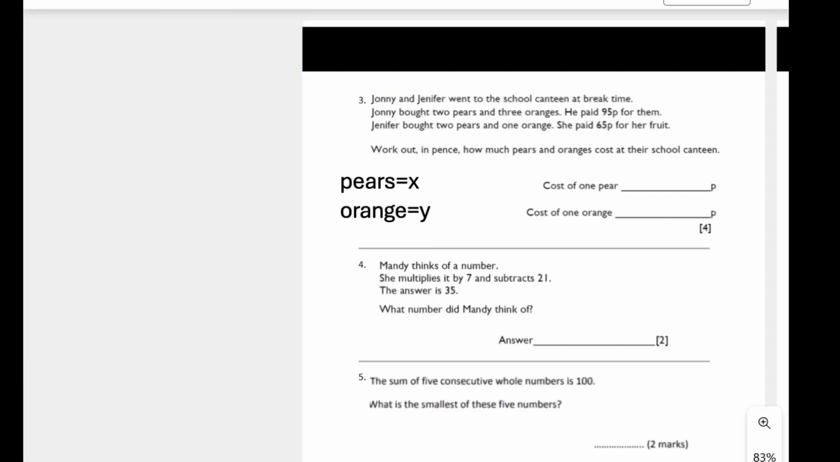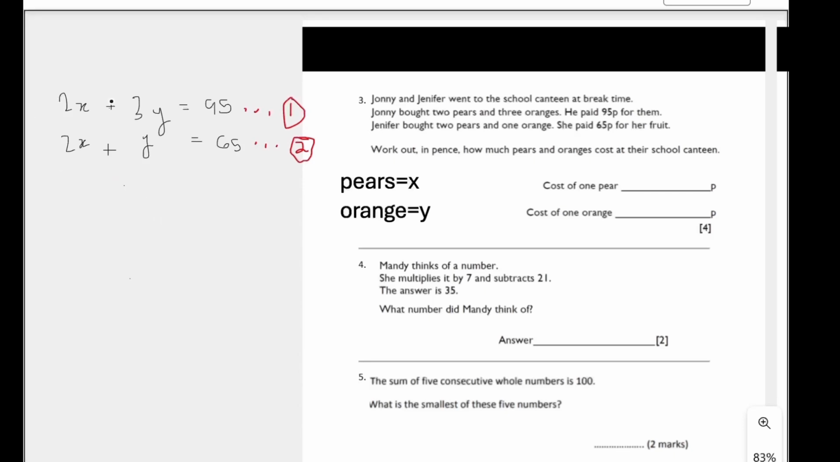So I know that, let's get our black pen out, we know 2x, so 2 pears, plus 3y, so 3 oranges, equals 95p. We know that 2 pears, again, 2x plus 1 orange, so plus y, is equal to 65p. Those are our equations. Let's label them equation 1, equation 2, because we're going to have to keep it organized when we start rearranging equations into one another. Now we can solve.